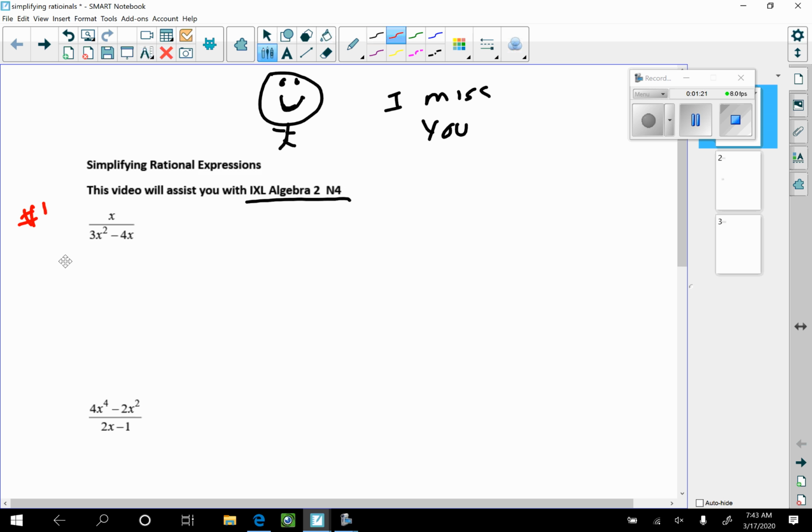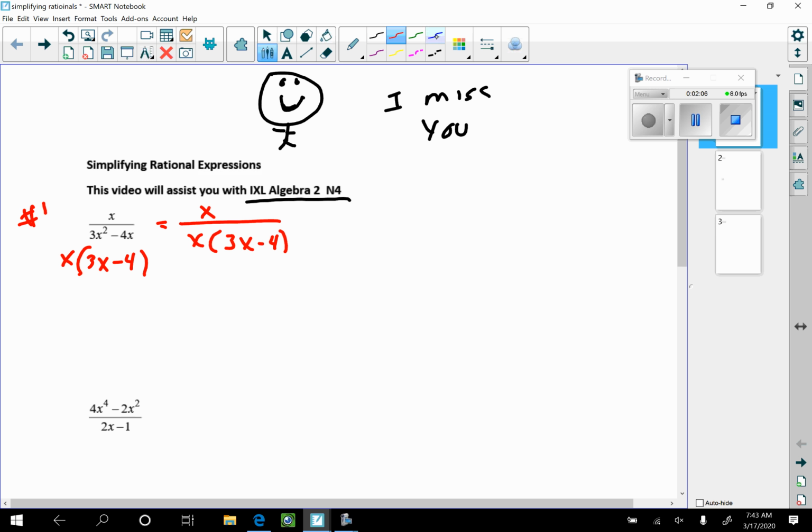In example number one, what I want to do is simplify that rational expression. Here's what we're going to do. We're going to factor the bottom. The top is already factored, so we're just going to leave it as x. And I see that the bottom only has a common factor of x. So I'm going to factor an x out of both of those. x times what is 3x squared? 3x. x times what is negative 4x? Negative 4. So I'm going to take this factorization and put it on the denominator over here: 3x minus 4. And now I can see that these x's will cancel.